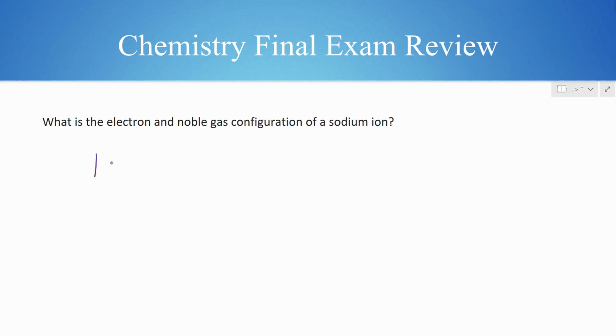That's what sodium ions usually look like. Okay, and we're going to write the electron and noble gas configuration. So let's start out with the electron configuration.